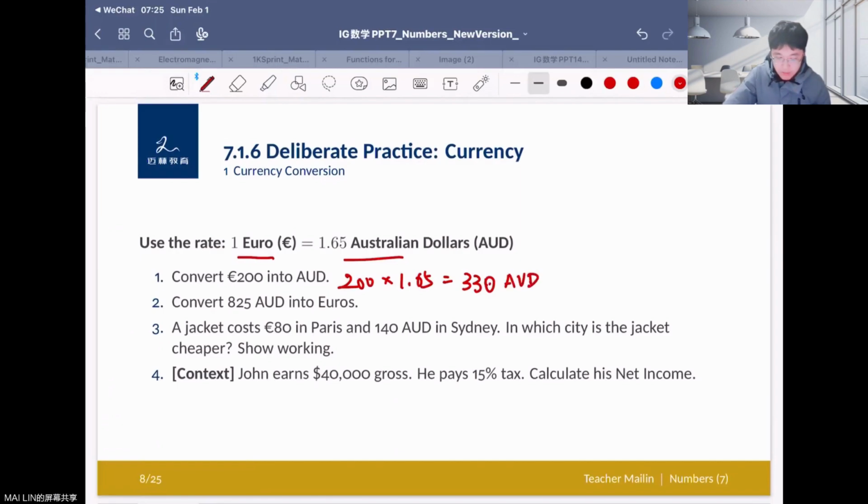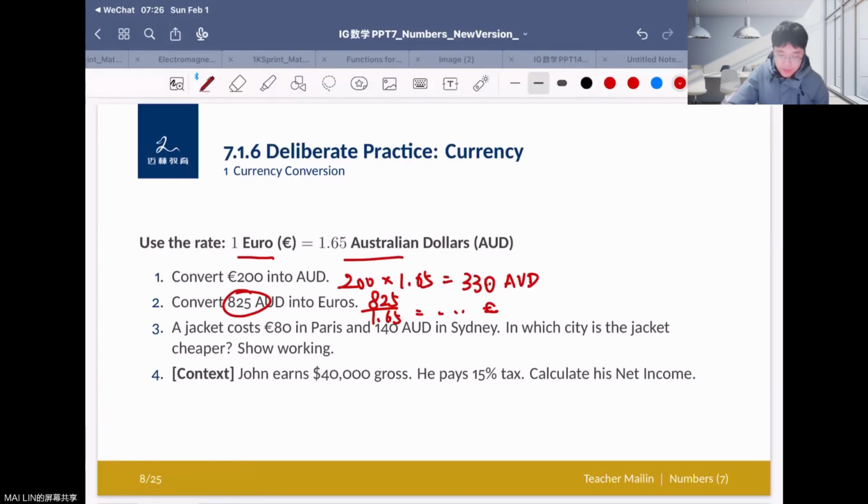And if you want to convert 825 Australian dollars into euros, you can first use 825 Australian dollars divided by the ratio 1.65, right? You can calculate that by calculator, and the unit is euro, right? Okay, so understand when you have to make a product and when you have to make a division.